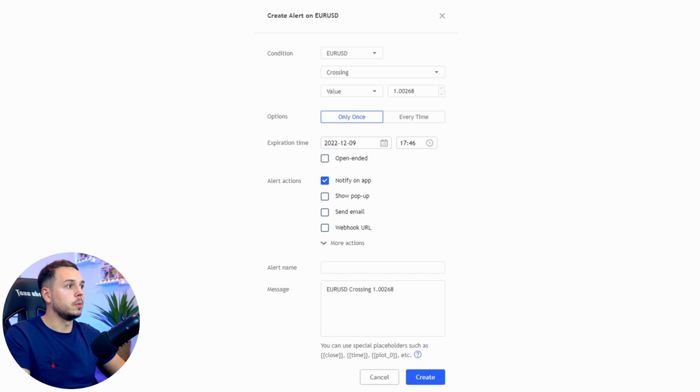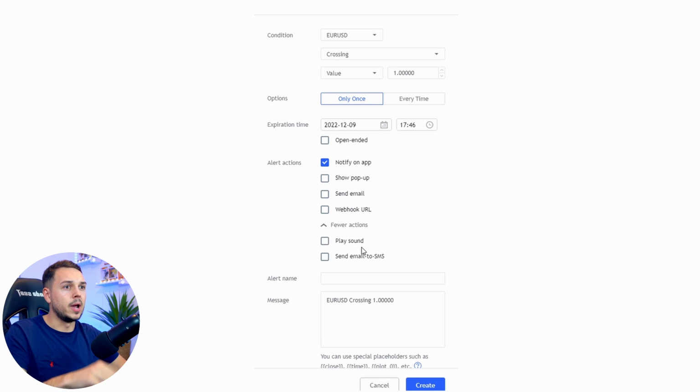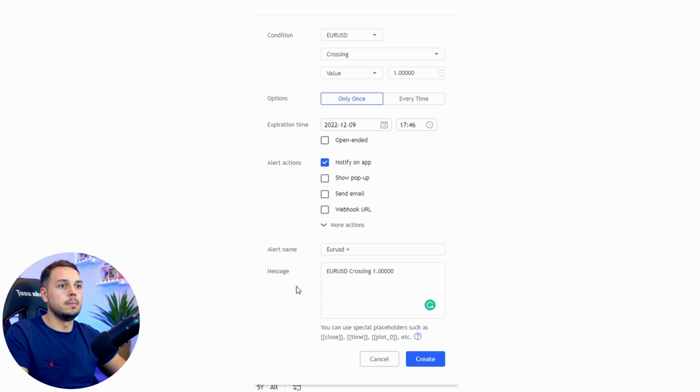So for example, we want to be crossing maybe the 1.000 level. So there we go. We set it up. We can have our options set to only once or every time. So expiration time, let's say if it doesn't trigger for today, we forget about it. And you can actually receive notifications, pop-ups via email or even your mobile phone, which is super awesome. If we just click more actions, you can actually see send email to SMS. And then the message would say EURUSD crossing 1.000 level. And this is what you like.